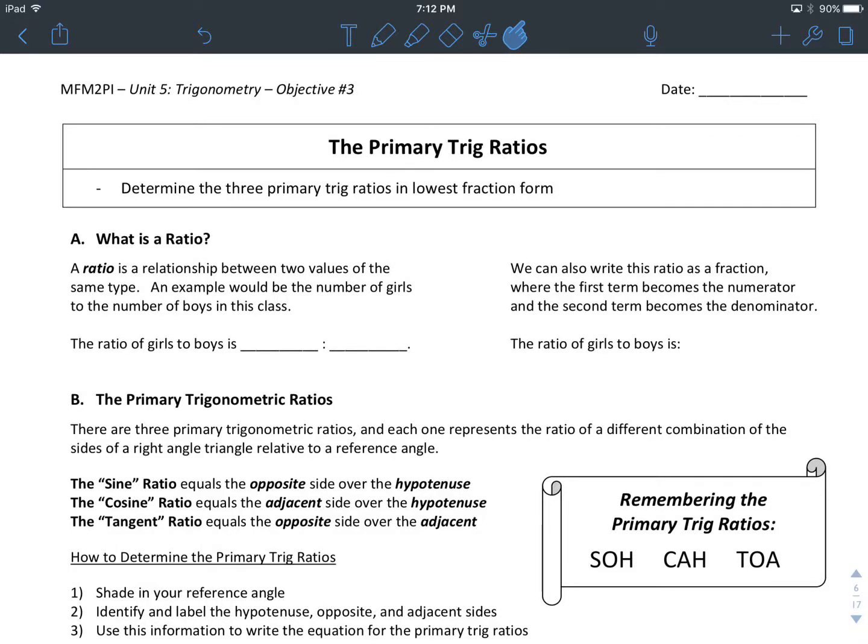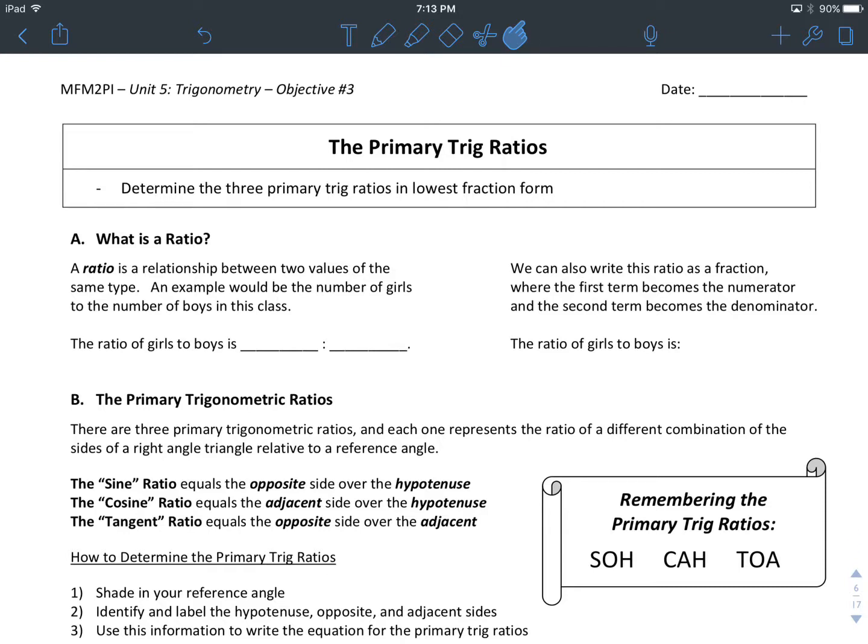Hello, this is MFM2PI, our fifth unit, trigonometry, lesson number 3, the primary trig ratios. So the objective of the lesson today is to learn how to express the three primary trig ratios in their lowest fraction form. There's going to be a whole bunch of new learning today, but we're going to start with a quick reminder of what a ratio is.